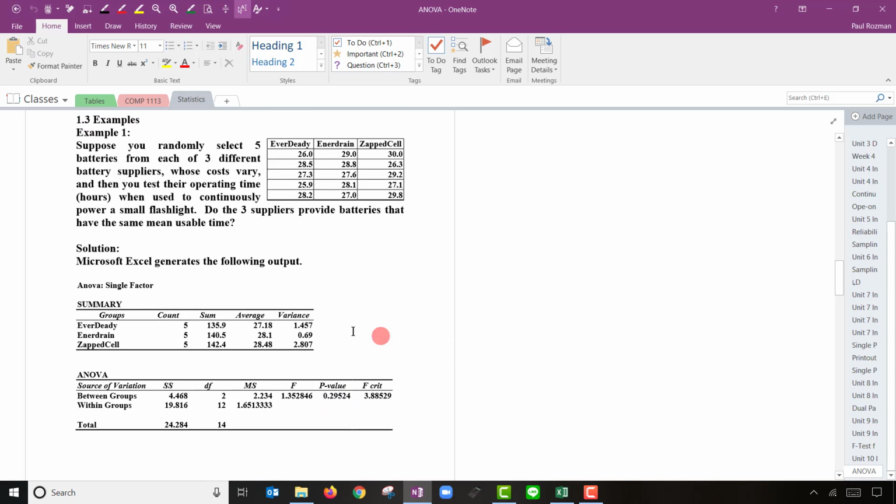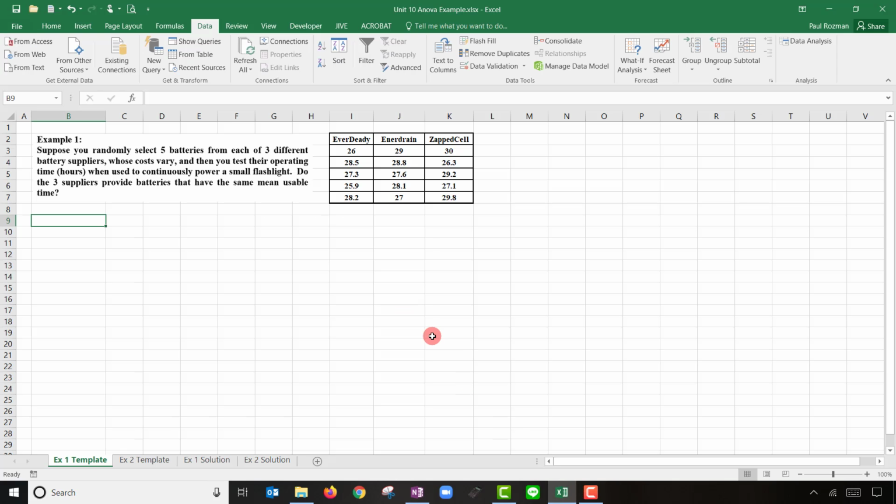Here's the output that you get from Excel when you run single factor analysis of variance. Maybe I'll show you how to do that, just so you can do this yourselves. I copied the question that we had here, and I want to run analysis of variance on it in Excel.